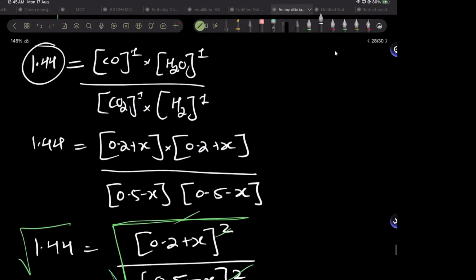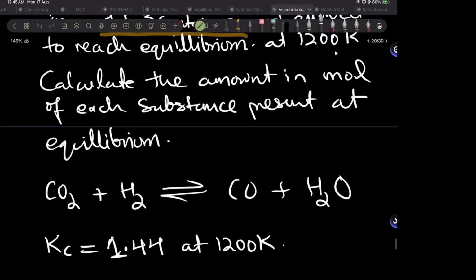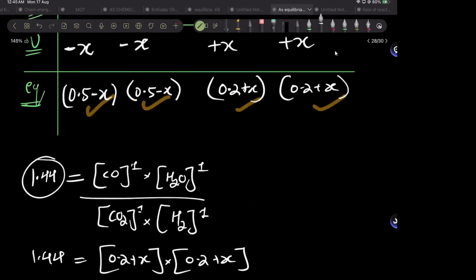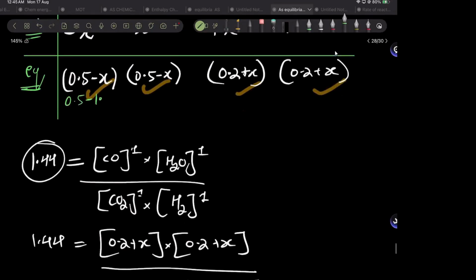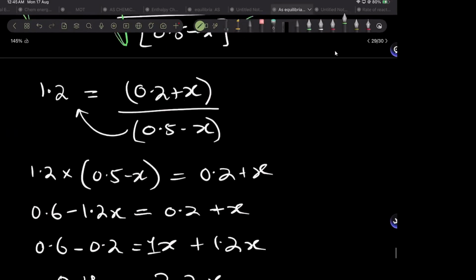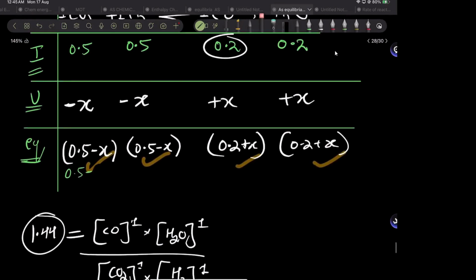What was I asked to calculate in the question? I was asked to calculate the amount in moles of each substance present at equilibrium. So I know the equilibrium expressions. Can I put the value of X in these expressions to find out finally how many moles are present at equilibrium? Yeah. So for carbon dioxide, how many moles are present? That would be 0.5 minus, are you sure it was 1.81? It was 0.181, right? Yeah. So minus 0.181. How many moles of carbon dioxide were left at equilibrium?